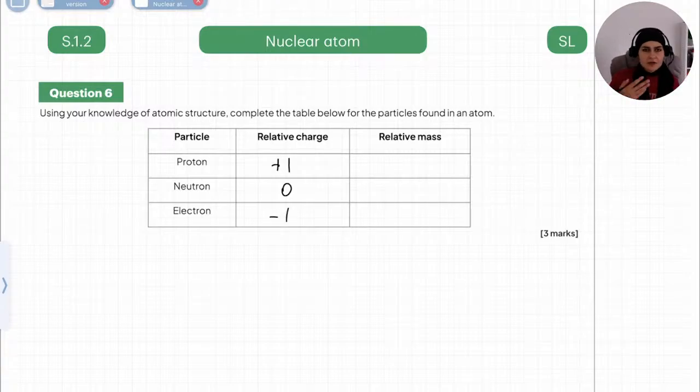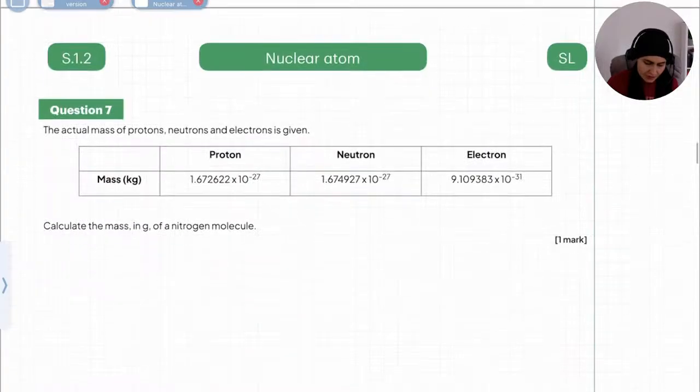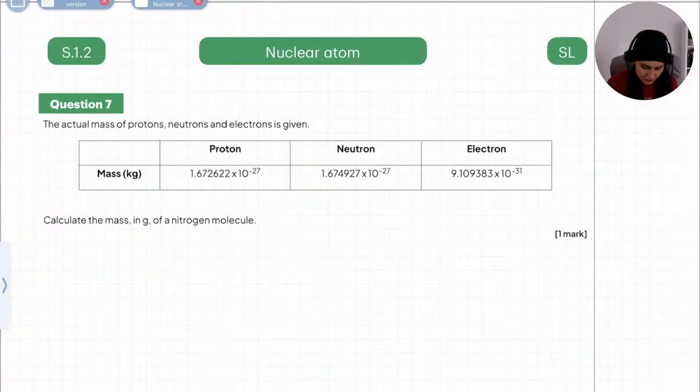Then relative mass. For proton, it's 1. Again, it's not grams, it's not any real units. It's just that if you take a proton, whatever mass it has, we'll set it as 1. If you set it as 1, then the neutron would also have a mass of 1, and the electron would be 1 over 1840, so 1840 times less than a proton or neutron. Approximately 1 to 2000. Right, next. The actual mass of protons, neutrons, and electrons is given. So this is the real mass, this is what it is in kilograms.